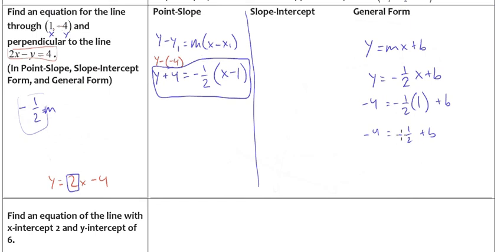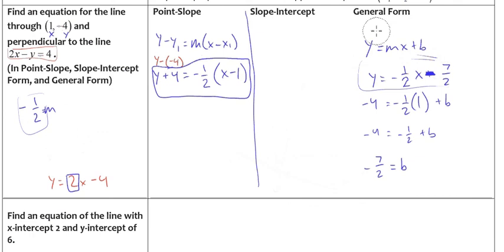We're going to add 1/2 to each side. So we get negative 3 1/2, which is negative 7 halves equals b, and then you'd come back up to this line right here, and you'd plug in your b value now that you've solved for it. And you'd get minus 7 halves. So y equals negative 1 half x minus 7.